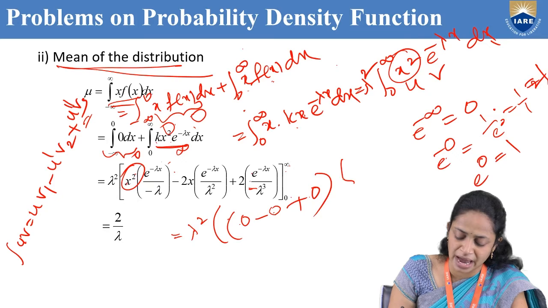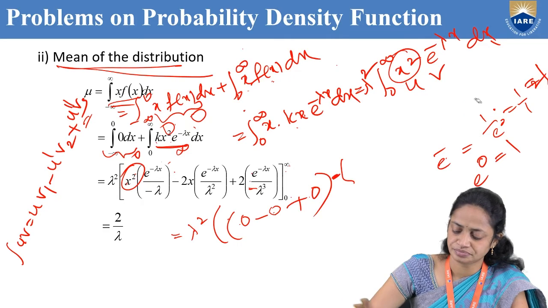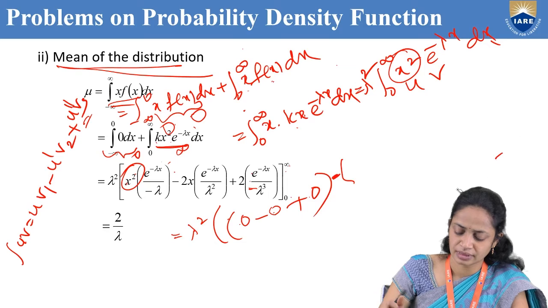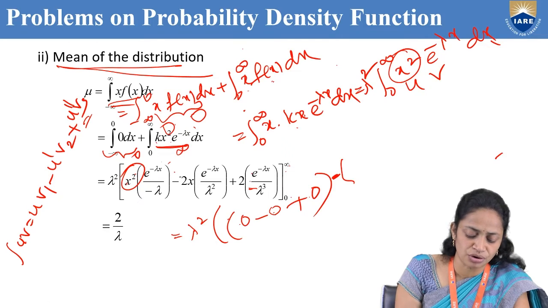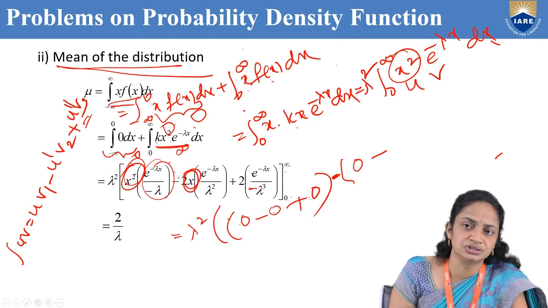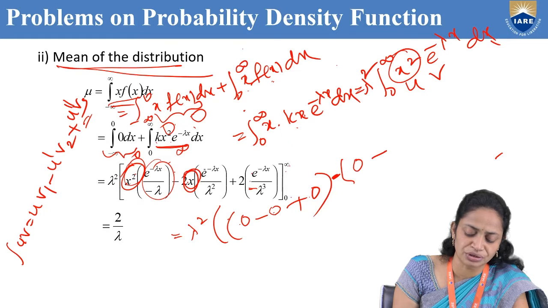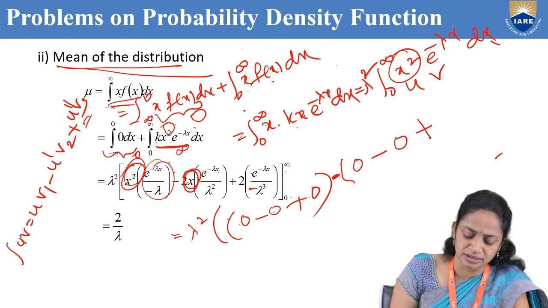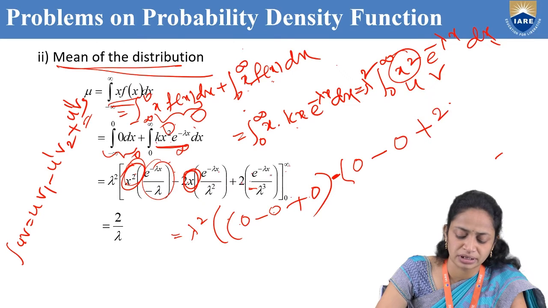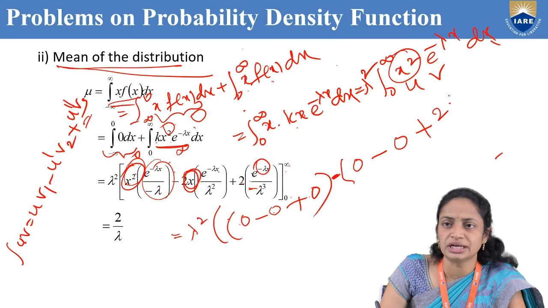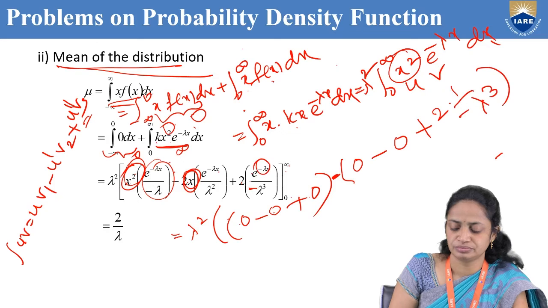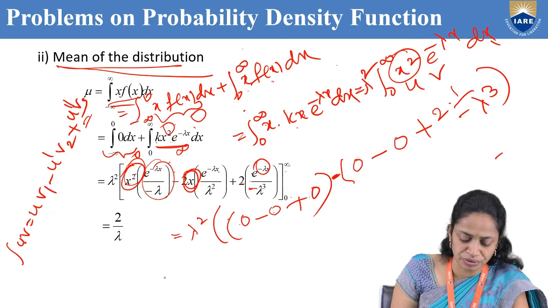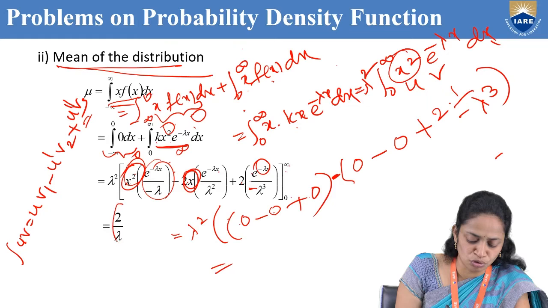So this is the upper limit minus the lower limit. The lower limit is 0, so 0 into anything is 0, minus, here also substituting 0, so 0 into anything is 0, plus 2 into e power, where I substitute 0. We know that e power minus 0 is 1, so that gives 1 by minus lambda cube. If I substitute this, we will get 2 by lambda.